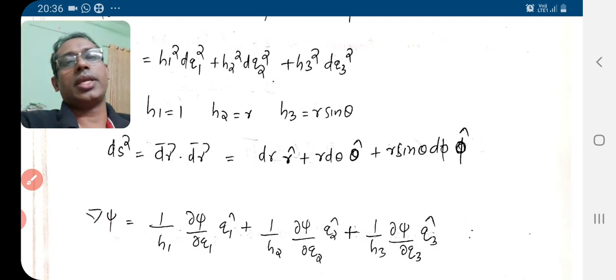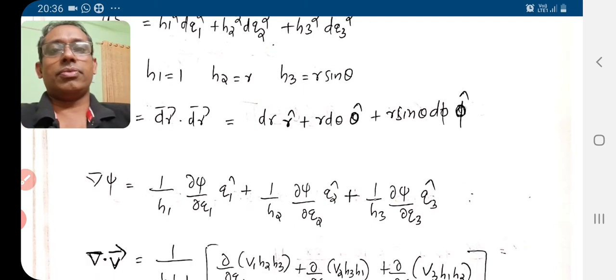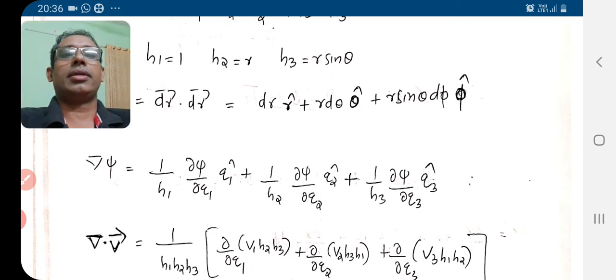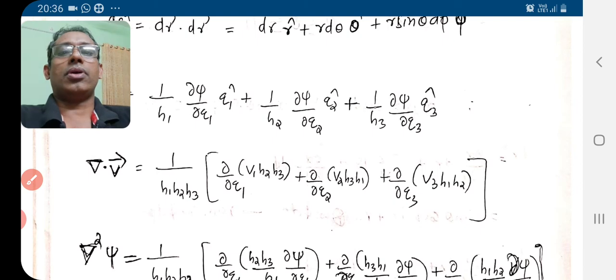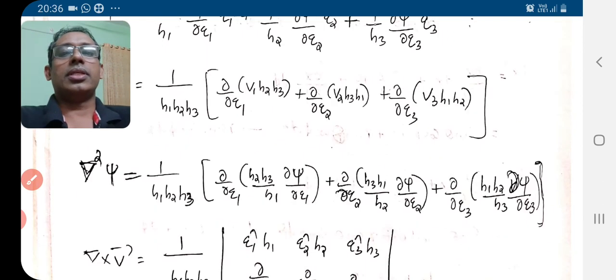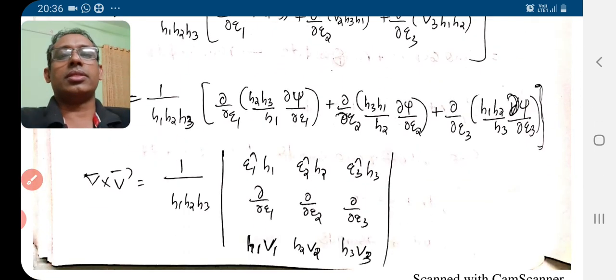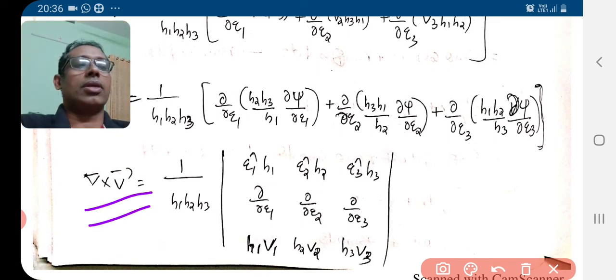So once the scale factors are known, it is very easy for us to determine del ψ. This is the general expression for del ψ. This is the general expression for del dot v. This is the general expression for del squared. This is the general expression for del cross v.